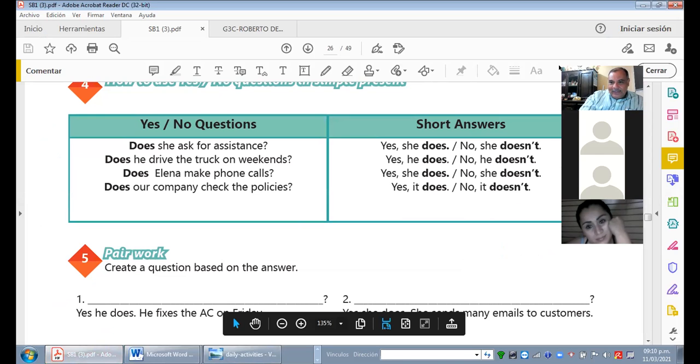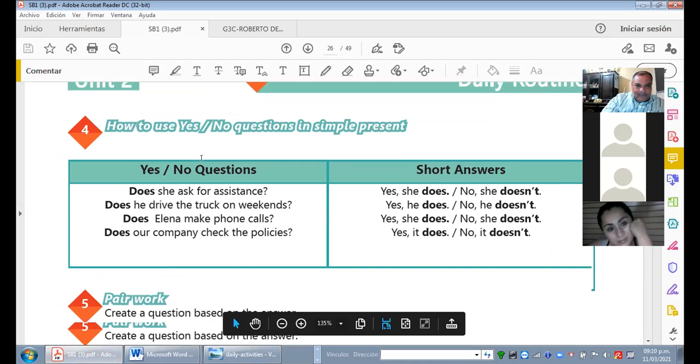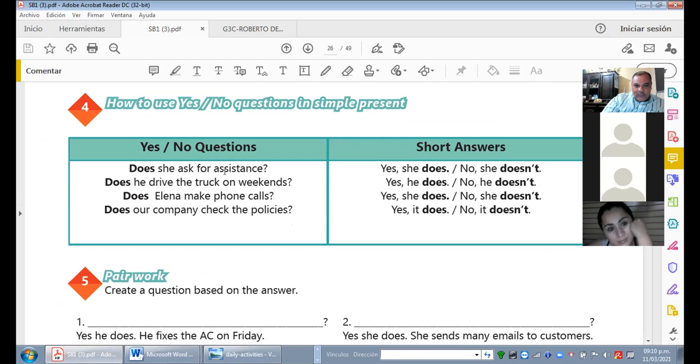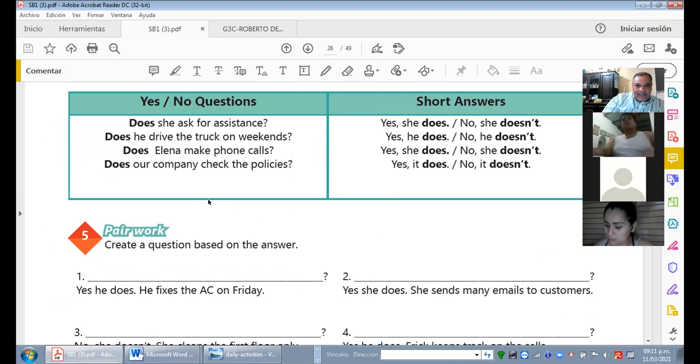Remember that we are practicing yes and no questions. Does she ask for assistance? Yes, she does. No, she doesn't. Does he drive the truck on weekends? Yes, he does. No, he doesn't. Does Elena make phone calls? Yes, she does. Or no, she doesn't. Does our company check the policies? Yes, it does. No, it doesn't. Is that clear? Okay, so we know how to make questions.